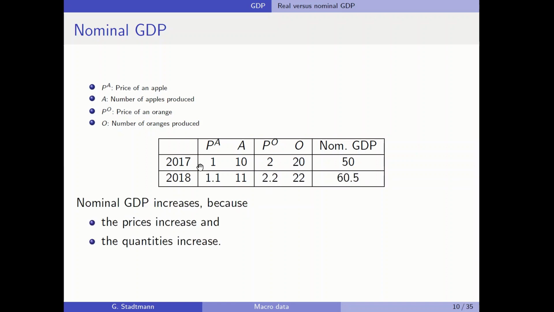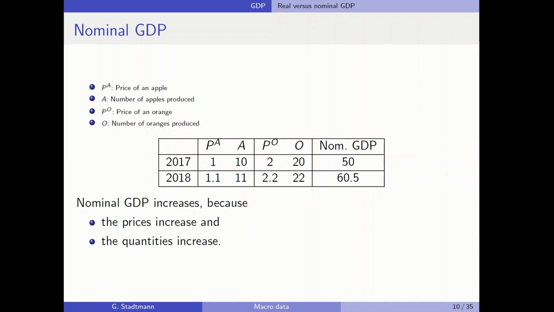Let's check what's going on in 2018. First of all, the prices of apples increase by 10%. Also, the quantity produced is up by 10%. This is the case in the apple sector, but also in the orange sector. Also here, prices are up by 10%, and the quantity produced is up by 10%. When we now compute the nominal GDP by multiplying price times quantity and then adding up, we get the information that the nominal GDP is at the level of 60.5.